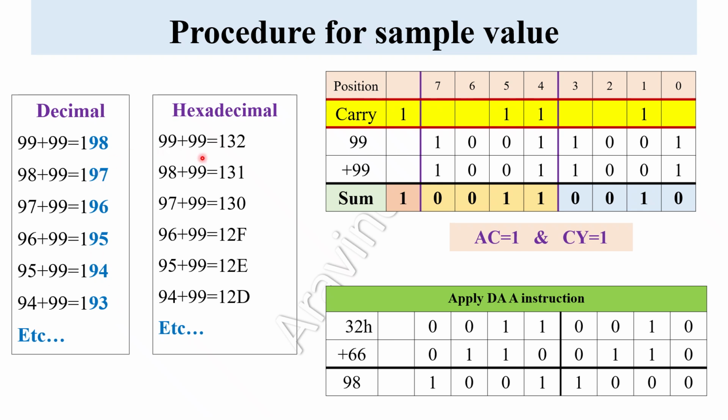Now when it comes to the hexadecimal concept, 99 plus 99, we are not actually going to get 198 in the 8051. We are going to have the result in hexadecimal only, and that is equal to 132. Apply the DAA instruction to this, then this 132 will get converted to the required value. Anyhow, the 1 will be affecting the carry flag, and 32 is the accumulator content. After applying the DAA instruction, this value will get converted to 98.